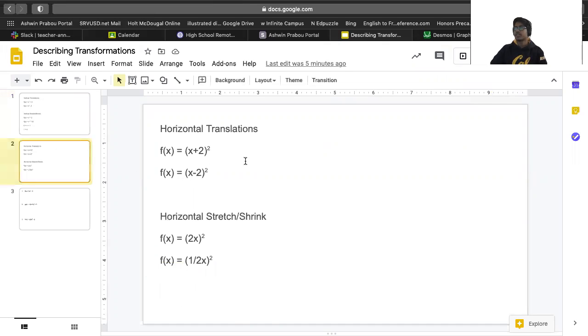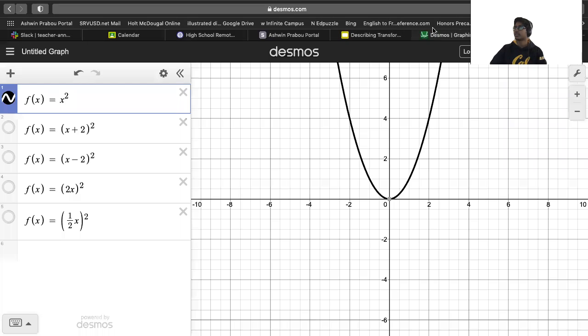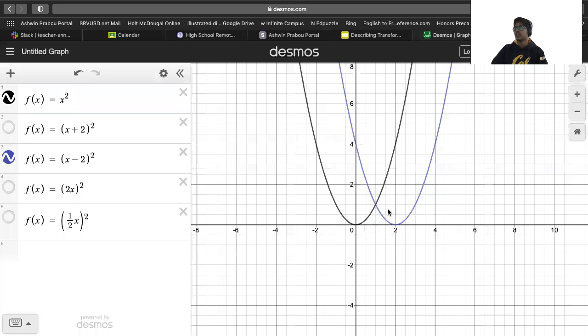The next thing we have here is horizontal translations. So f of x, as we're shown here, is equal to x plus 2 squared, and we have f of x equals x minus 2 squared. So once again, we have x squared. Now let me show you f of x equals x plus 2 squared. You can see that it moves 2 units to the left. And then you have f of x equals x minus 2 squared, and the graph has moved 2 units to the right.